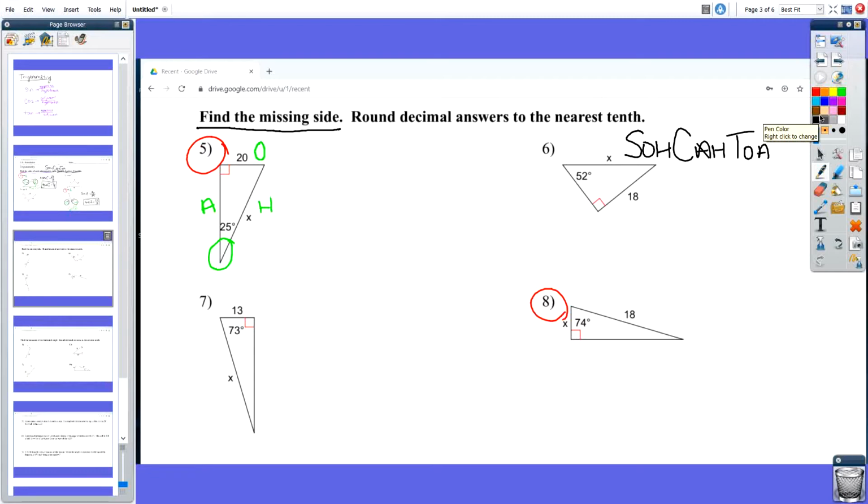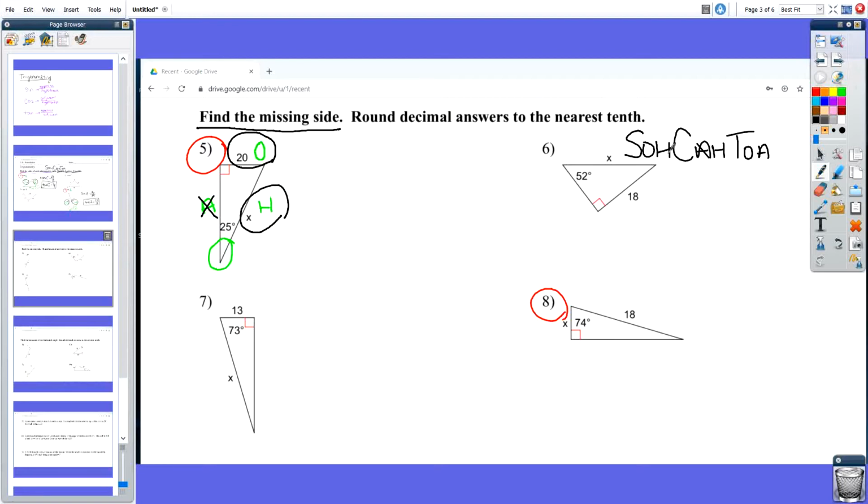And the way that we're going to do that is we're going to look at which 2 of our sides are labeled. So you'll see our opposite side has been labeled with a length of 20. Our hypotenuse has been labeled with x, which means that's what we need to solve for. But the adjacent side has no length labeled, so we can ignore that side. So we know that we're going to need to use the opposite side and the hypotenuse to solve.